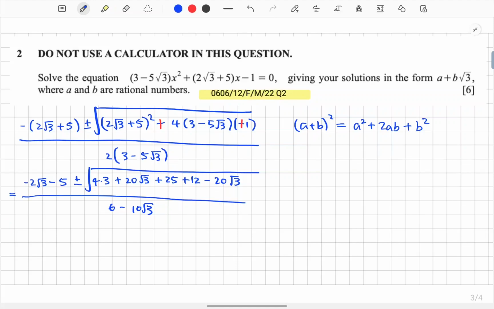Right now in the discriminant, we can see there's a positive 20 root 3 and a negative 20 root 3. These two terms can cancel. Now we only have integers in the square root, which will make our calculation a lot easier. Now 4 times 3 is 12. 12 plus 25 plus 12 will be 49.